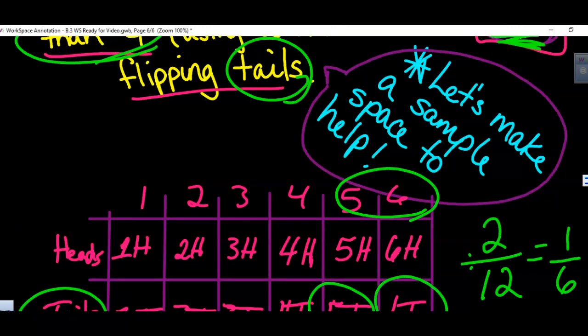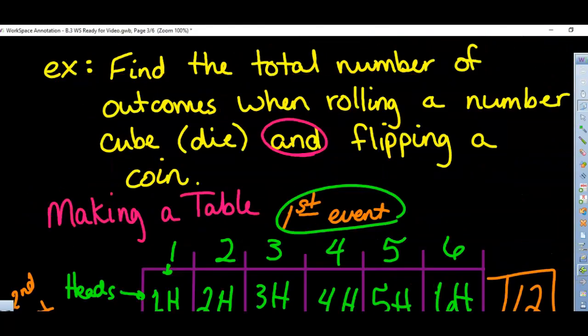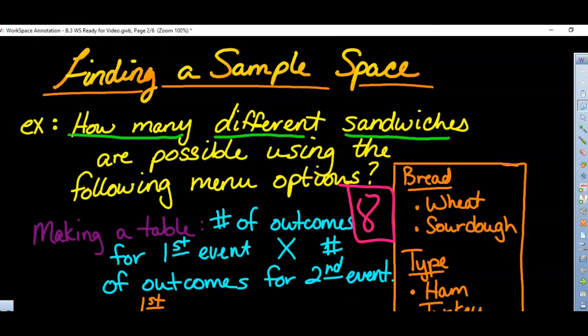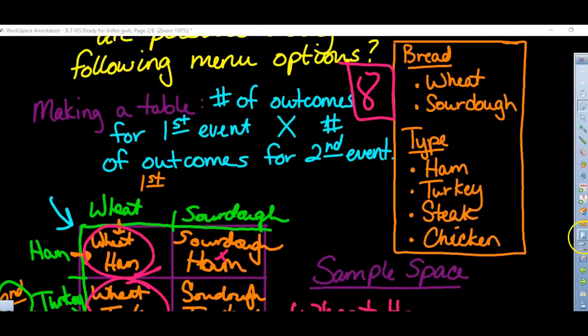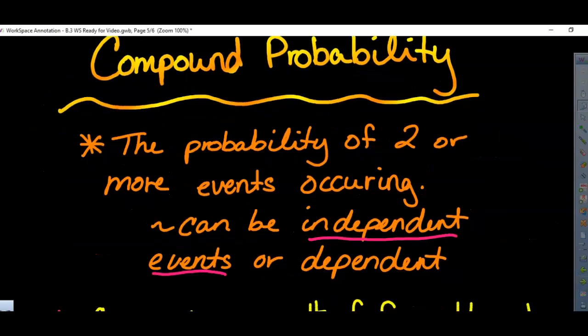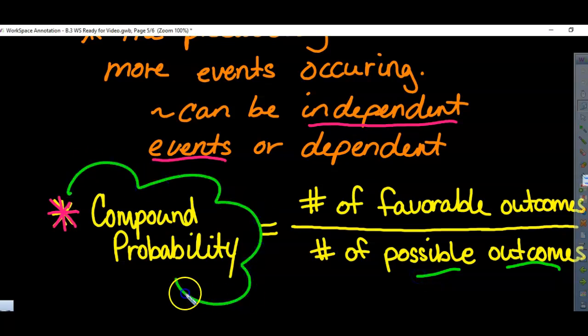So in this video, we spoke about sample space, the different types of sample space that can be created, how you can use them to figure out all your possibilities and how many possibilities there are, how we can use the fundamental counting principle to make our lives easier when dealing with multi-event situations, and how to use that knowledge of possible outcomes in multi-event situations to find compound probability.